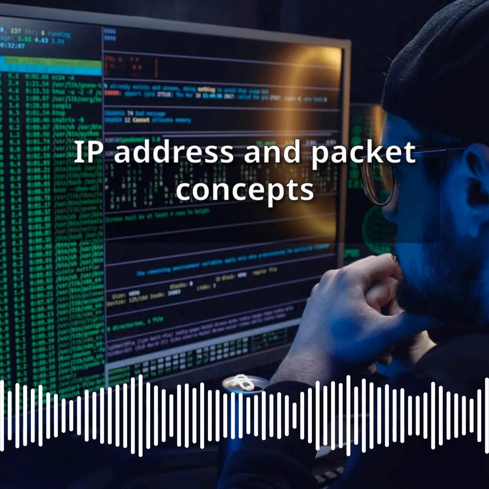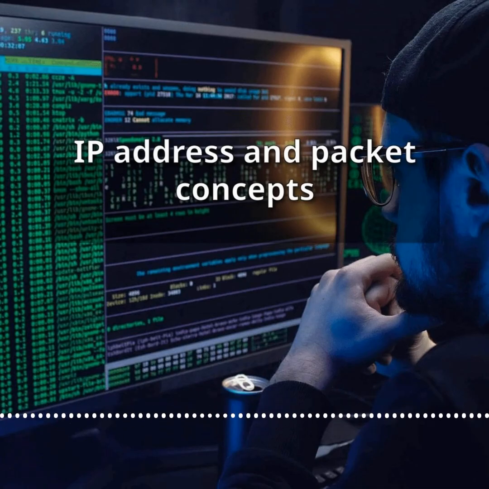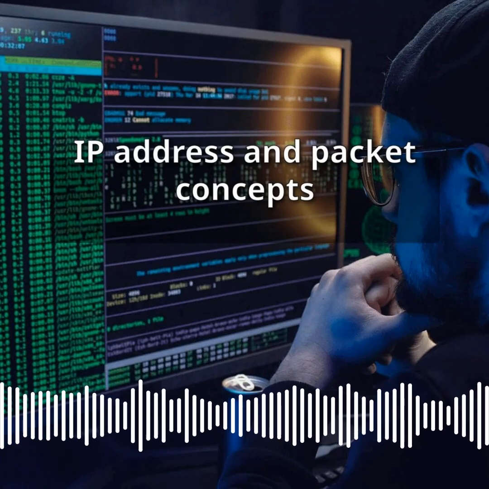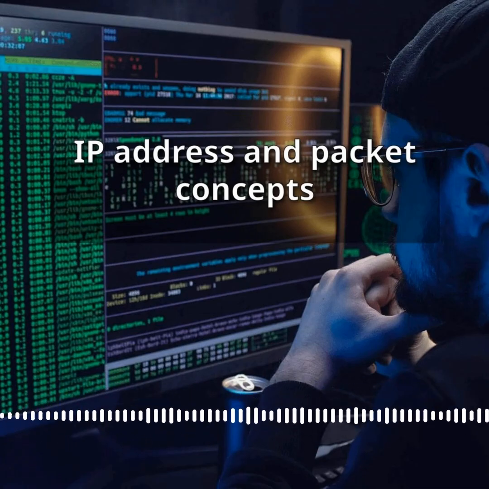When conducting a penetration test, your first step is often reconnaissance, which involves analyzing packets and IP addresses to understand the target network structure before attempting any exploitation.